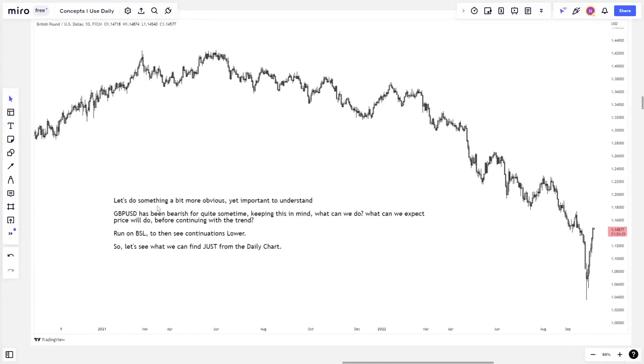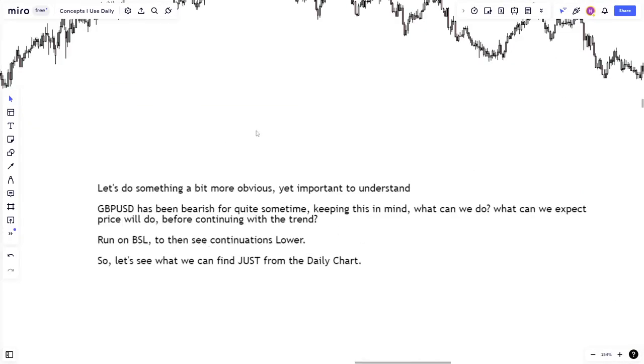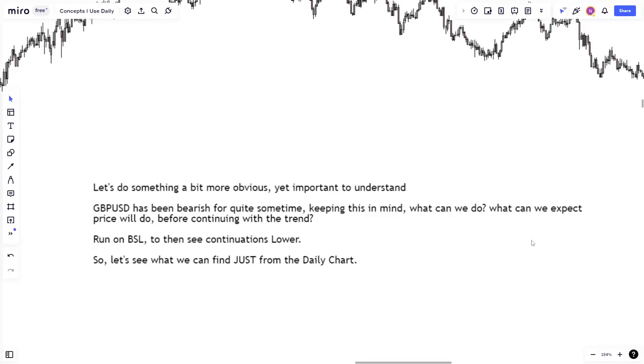Now, we're going to do something a bit more obvious, yet important to understand. GBP dollar has been bearish for quite some time. Keeping this in mind, what can we do? What can we expect price will do before continuing with the trend? Run on buy side liquidity to then see continuations lower.